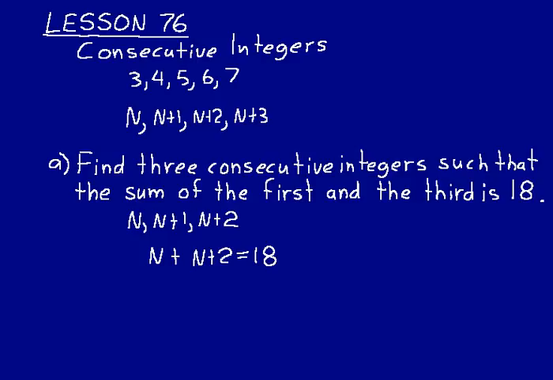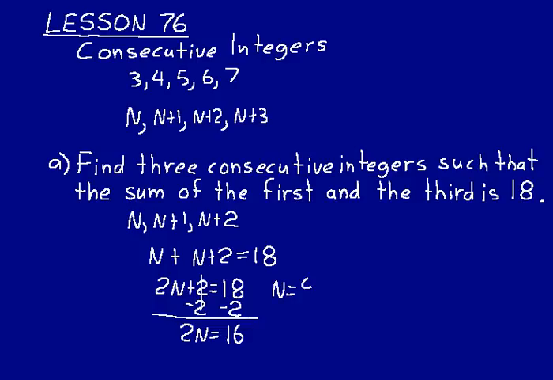So we make an algebraic equation, n plus n plus 2 equals 18. Now we can add like terms. 2n plus 2 equals 18. Subtract 2 from both sides. That cancels, and we end up with 2n is equal to 16, and therefore n is equal to 8. Now that's not the answer though, right? The question was find 3 consecutive integers. So don't write 8 for the answer. You need to write 8, 8 plus 1 is 9, 8 plus 2 is 10. 8, 9, 10. That's really your answer. 3 consecutive integers.